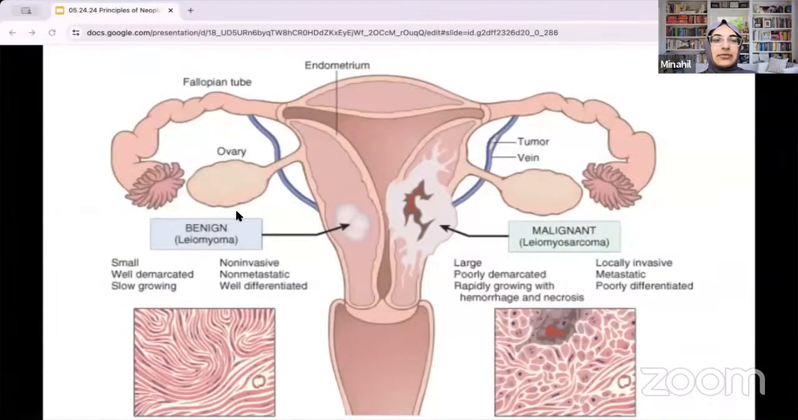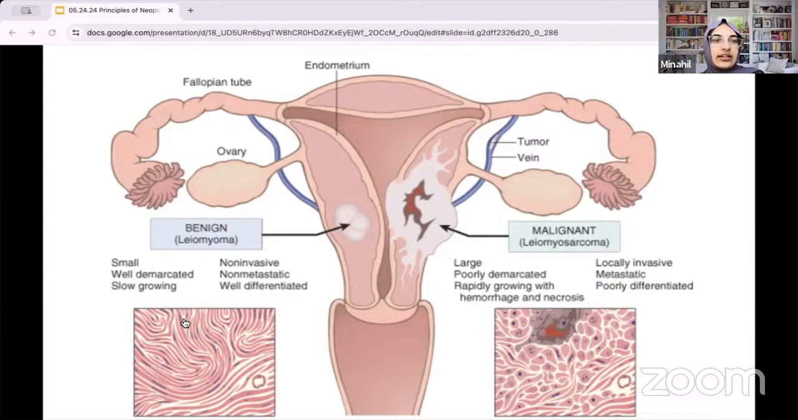And another example, I just wanted to really derive from the point of benign versus malignant. On the left, you can see a leiomyoma, and on the right, you'll see a leiomyosarcoma. So I'll talk a little bit more about how you can easily tell between what is benign and what is malignant just by their names. For example, sarcomas refer to malignant cancers, and anything ending with an -oma tends to usually mean a benign tumor.